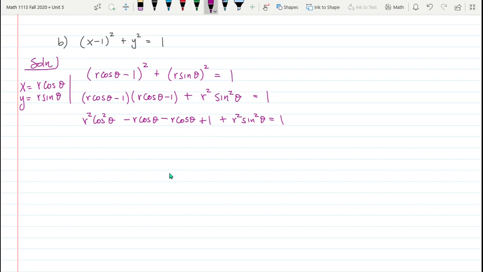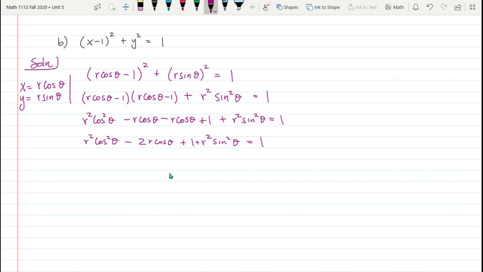Then I'm going to combine like terms. So r squared cosine squared of theta minus, I have two of the same, so 2r cosine theta plus 1 plus r squared sine squared of theta. And if you have lost the point of this, remember the point is to have r by itself and everything else in terms of theta, right? So we want to solve for r.